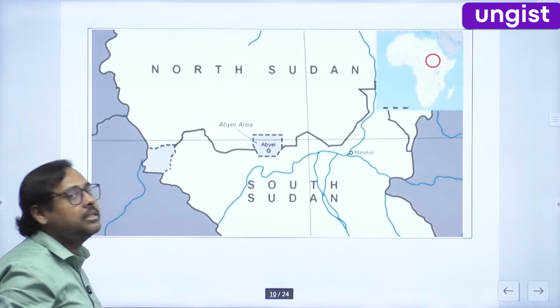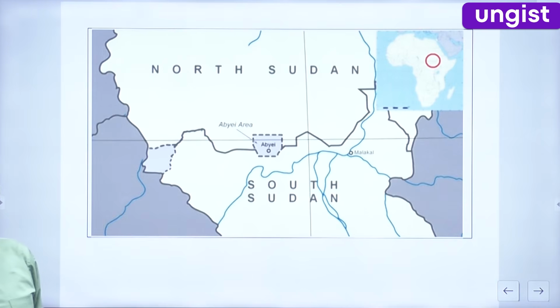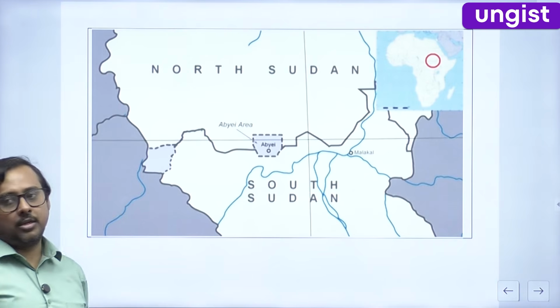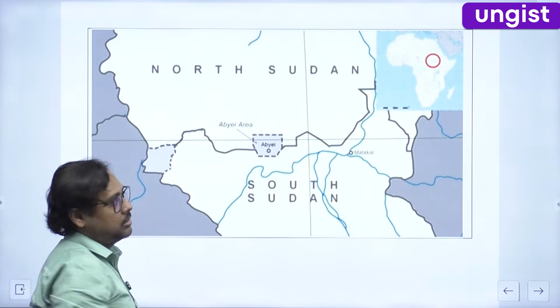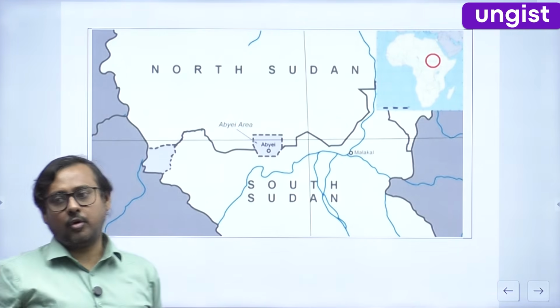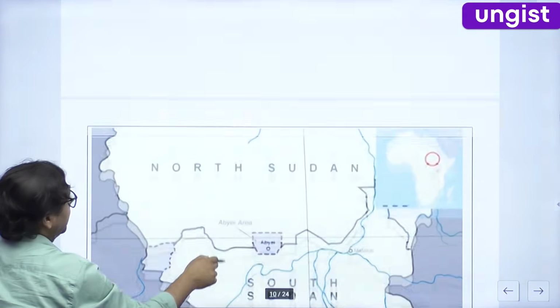This region, the Abyei region, is again a conflict region between which two countries? Your Sudan and South Sudan. UPSC might ask a question about where the Abyei region is situated. Match the following: Sudan and South Sudan. Okay?